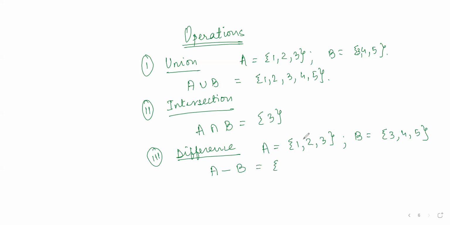All the elements in A, but not in B. So A minus B will be 1, 2 only. So what is difference? Finding elements in one set, but not in another. That is what I mean by difference.